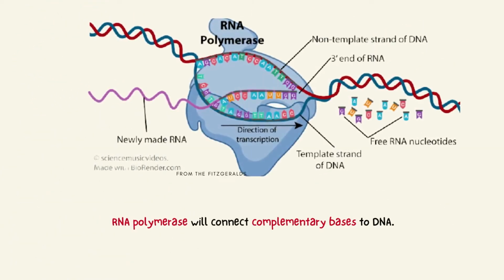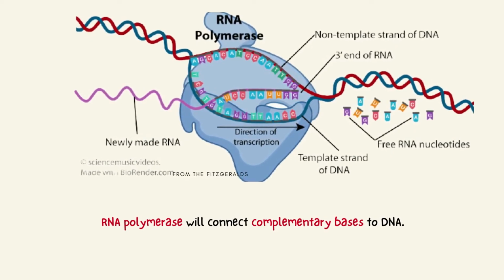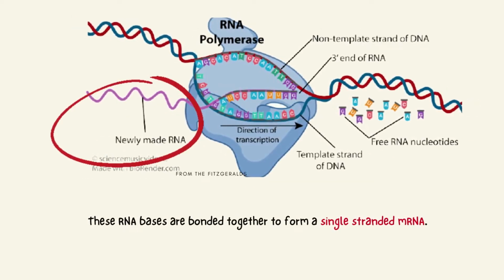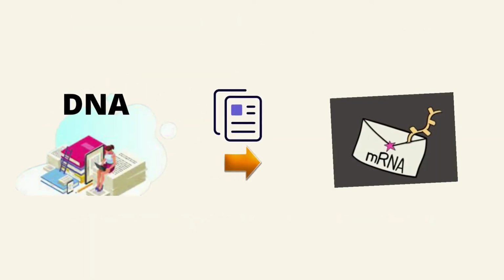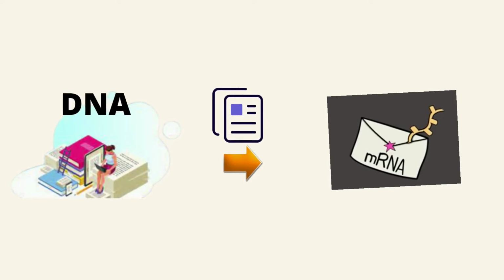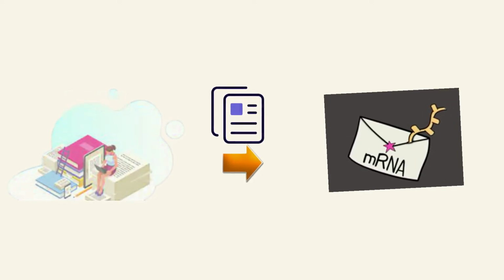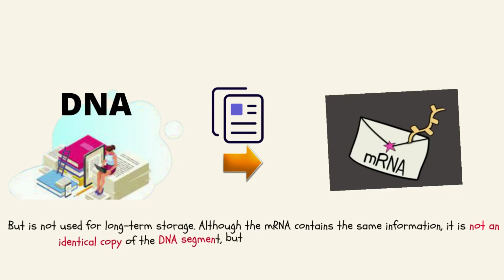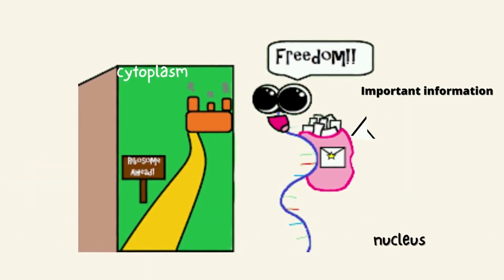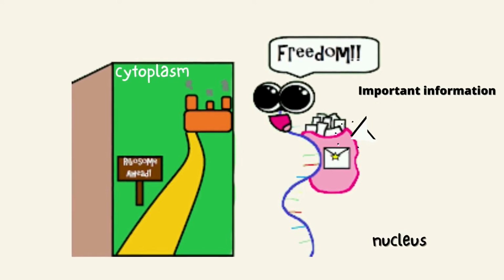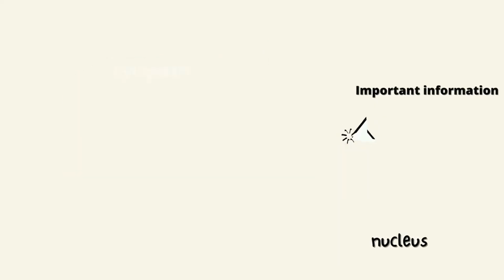In the stage of transcription, an enzyme called RNA polymerase will connect complementary bases to DNA. These RNA bases are bonded together to form a single-stranded mRNA. mRNA is just like a copy you take from a reference book, because the copy of information you have is the same as what is stated in the book, but it's not used for long-term storage. Although the mRNA contains the same information, it is not an identical copy of the DNA segment, but is complementary to the DNA template. mRNA carrying this important information can freely exit from the nucleus into the cytoplasm and attach to the ribosome. Now that marks the end of transcription.